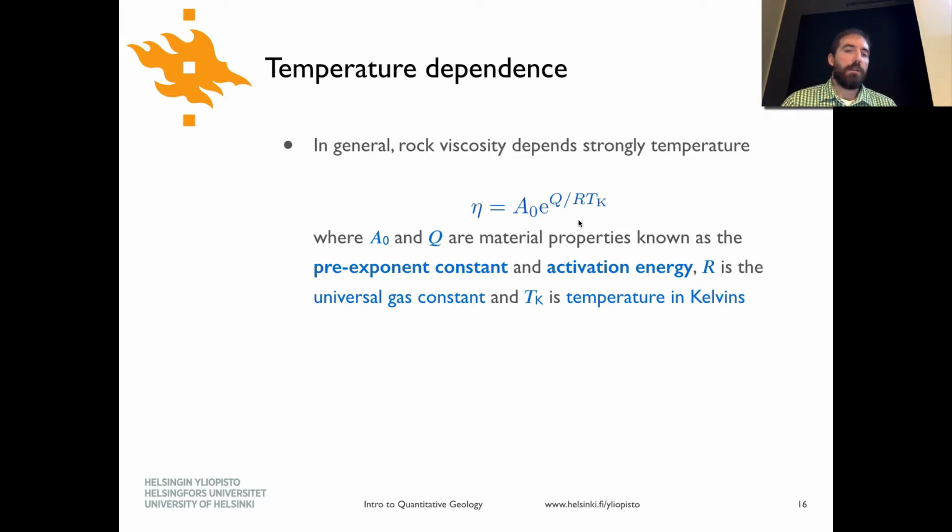And that relationship is shown here, where this A naught would be some kind of constant for the rock type that you're looking at. Q is the activation energy for the fluid to flow. R is the gas constant, and T is temperature. And so basically this has an exponential 1 over temperature behavior for the way in which the viscosity is calculated. And so that means as temperature goes up, the viscosity will go down in an exponential way.